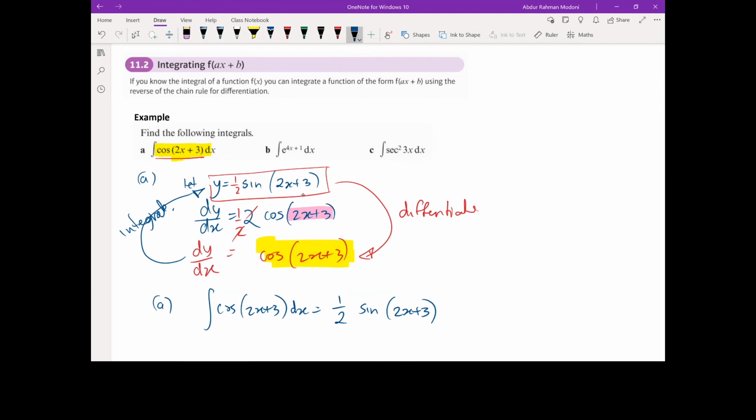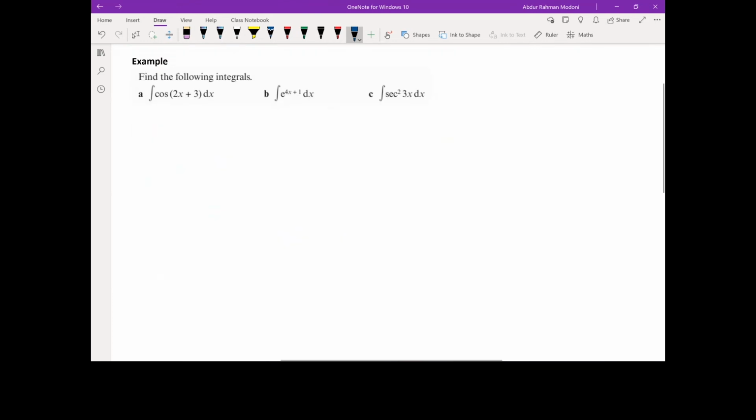It would have been sine of something, and we started off, and then we had to adjust it by a factor, the factor being a half there, and we multiplied both the y and the dy by dx by a half to make cos 2x plus 3, which is exactly what we were trying to integrate. So let's take a look at the second example here.